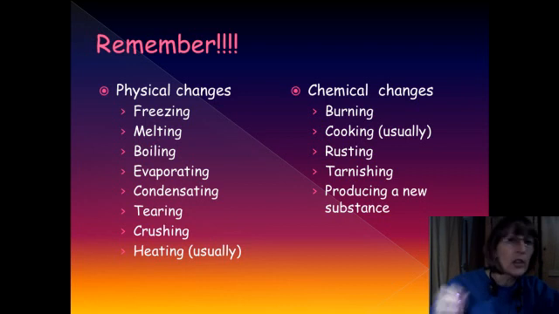Chemical changes create a new substance. If you burn it, it's a chemical change. Cooking, not just heating it up, usually ends up being a chemical change. Rusting of metal, tarnishing of silver, anything that produces a new substance. Usually if it's bubbling and you've got some wild color change going on, those are evidences of a chemical reaction. Don't ever forget that. And thus, we end Unit 4 notes.